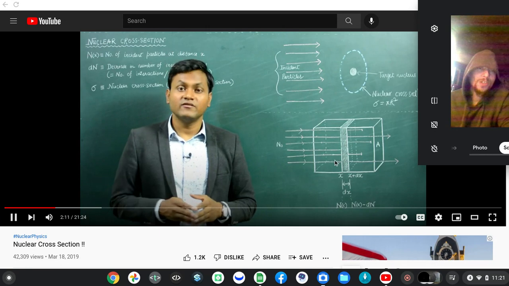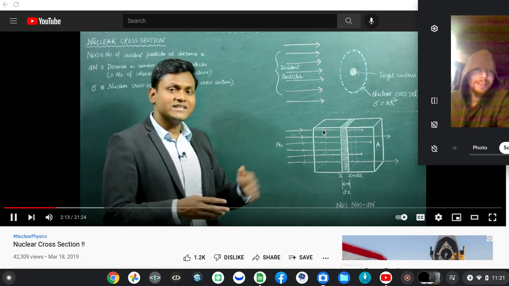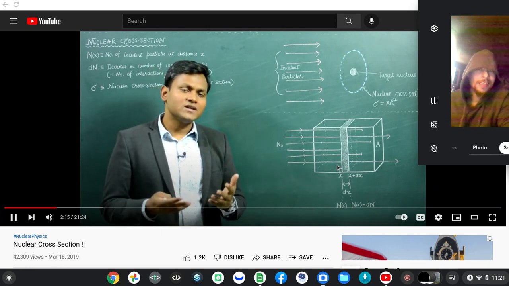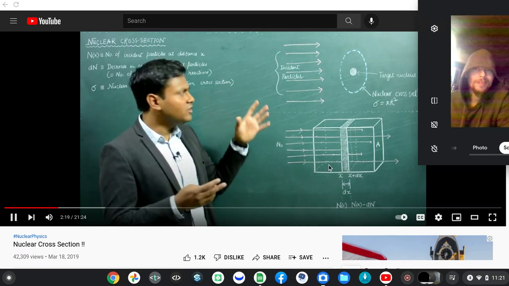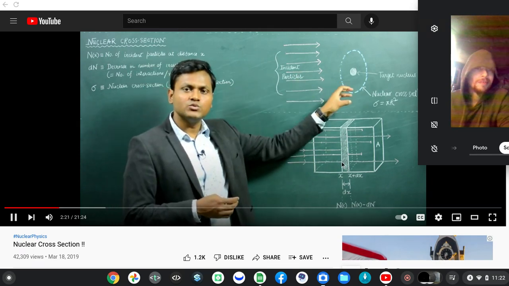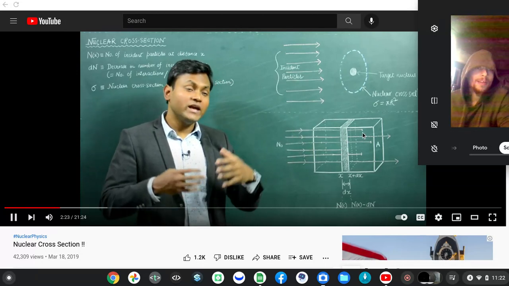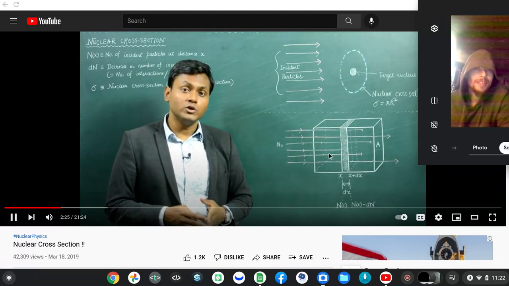Now let's take the case of neutrons. If the incident particles are neutrons, neutrons are uncharged. Neutrons are not repelled by the nucleus. The vast majority of the neutrons which come near a nucleus will interact with the nucleus. So the cross-section area corresponding to neutrons will be greater.